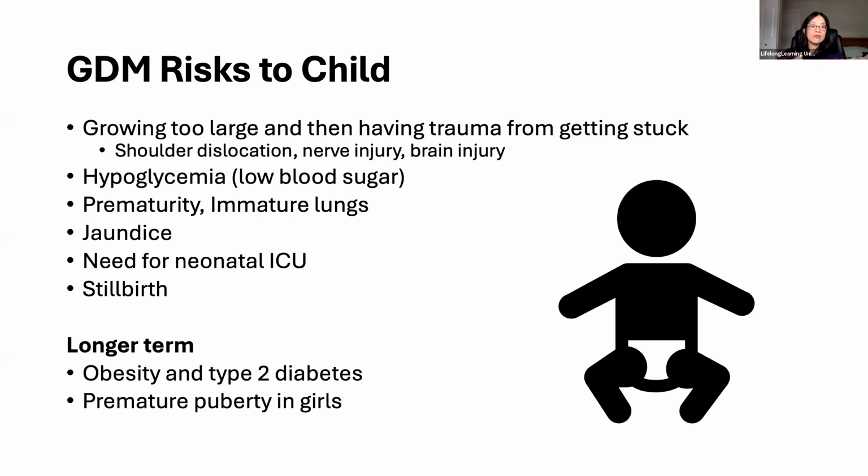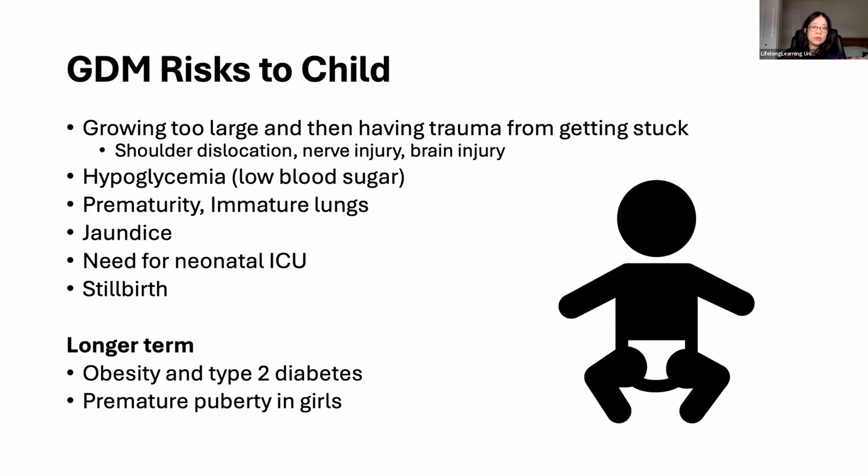So babies are at higher risk of developing hypoglycemia or low blood sugar after birth. These babies are also at higher risk of prematurity, immature lungs, jaundice, need for NICU, and when not managed, stillbirth. So they're very serious outcomes that can affect the baby if the diabetes is not managed properly.